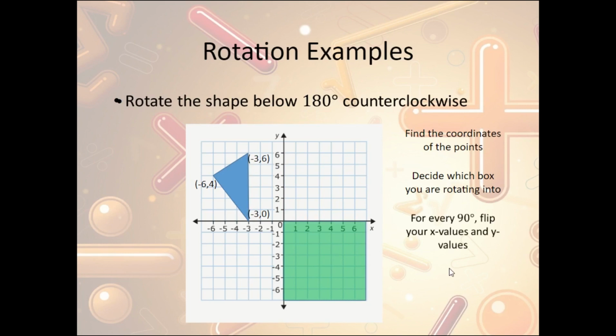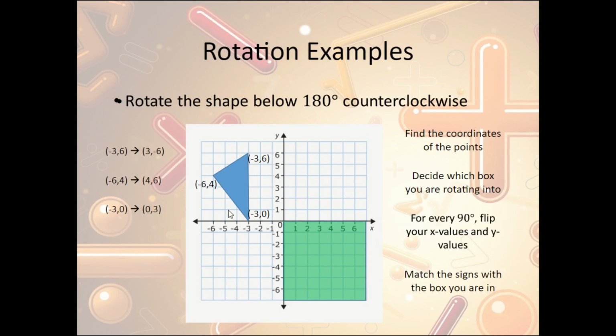For every 90 we flip, so we're going to flip. So the x's become the y's, and the y's become the x's. That moves us into this box. Then when we go back, we end up back where we started, really, right? So our x's are back to being our x's, and our y's are back to being our y's. So we flip, and then we flip them again.